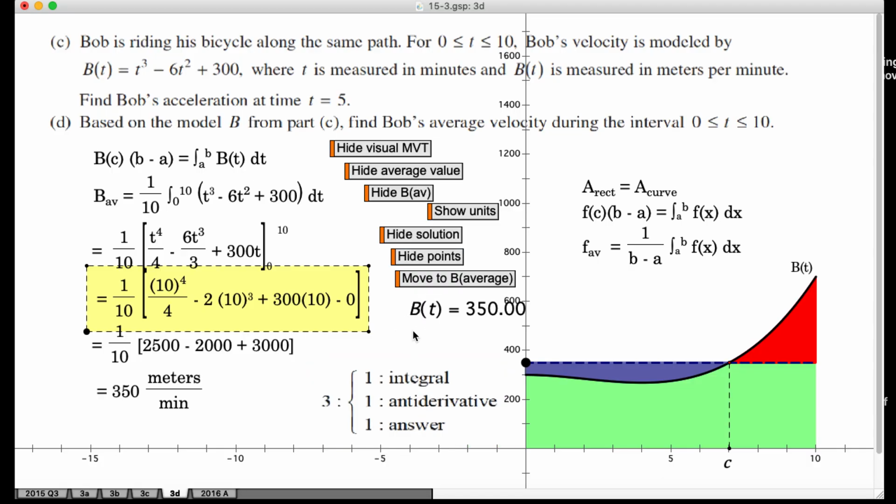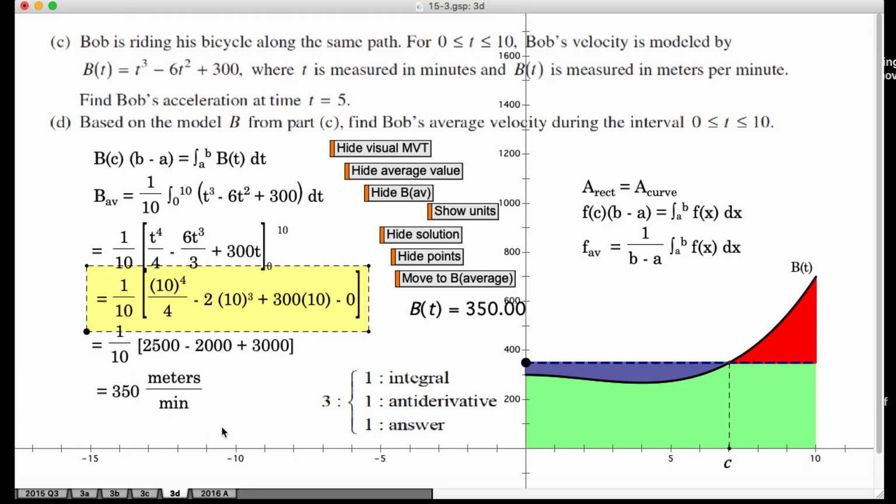And here's what you get the points for in this question. You got 1 point for the integral. So 1 point for setting up this integral right here. And you got 1 point for the antiderivative. So 1 point for taking the antiderivative and 1 point for the answer.